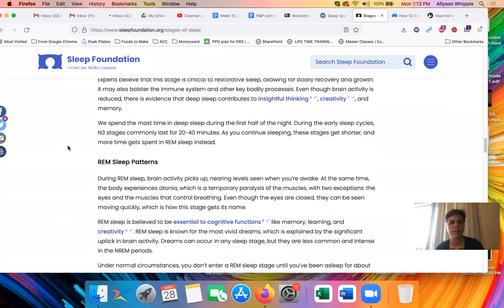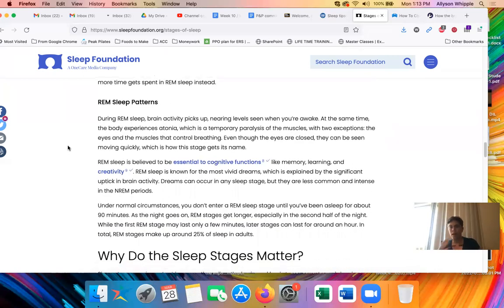Even though brain activity is reduced, there is evidence that deep sleep contributes to insightful thinking, creativity, and memory. We spend the most time in deep sleep during the first half of the night. During the early sleep cycles, N3 stages commonly last 20 to 40 minutes. As you continue sleeping, these stages get shorter and more time gets spent in REM sleep instead. And so, are you noticing the structure of each section, where they define it, they talk about what it's good for, and how long you might spend there?